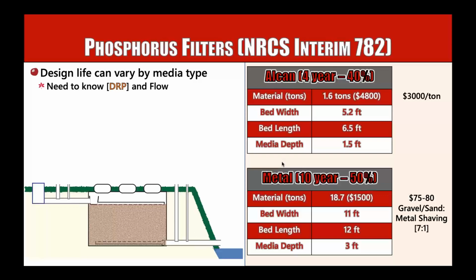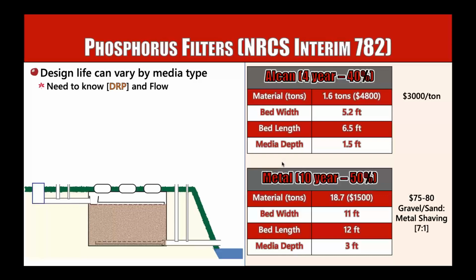With the Alcan, we need a bed width and a bed length of about 5 or 6 feet, and a media depth of only 1.5 feet. For the metal shavings, we need a lot more to do the same type of job. So we need a bed width that's about 11 feet by 12 feet and a media depth that's 3 feet deep. So the question is, which one of these is more effective over time?